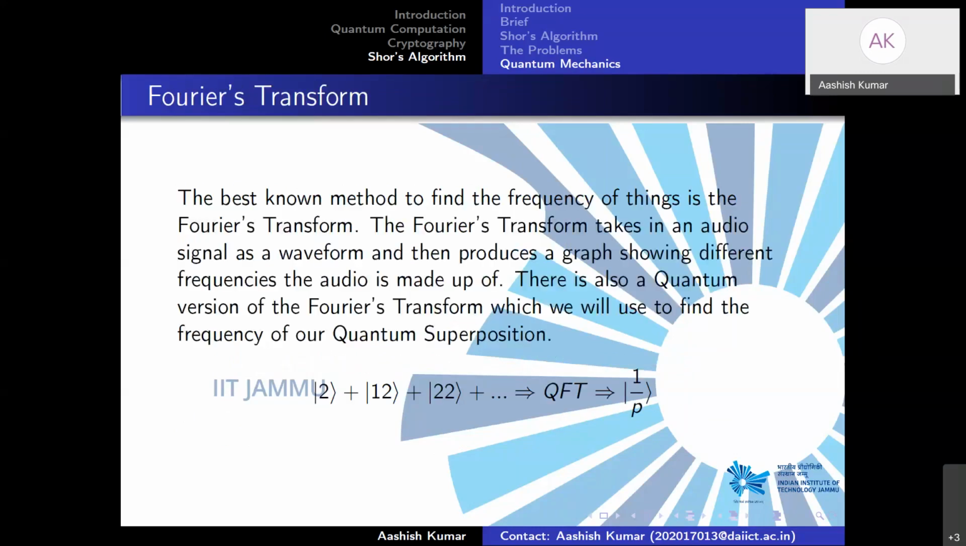So, introducing the Fourier transform. The best known method to find the frequency of things is the Fourier transform. What the Fourier transform does is take an audio signal as a waveform, and then produce a graph showing the different frequencies of the audio that it is made up of. There is also a quantum version of the Fourier transform, which we will use to find the frequency of our quantum superposition. If I input some superposition to our quantum Fourier transform, it will give us the frequency.